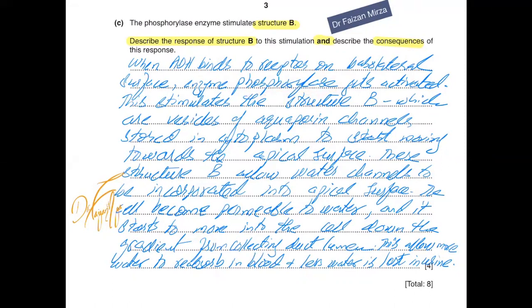This stimulates structure B. The structure B, which are the vesicles of aquaporin channels stored in the cytoplasm, start moving towards the apical surface. These structures B allow water channels to be incorporated into the apical surface. The cell becomes permeable to water, and water starts to move into the cell down the gradient from the collecting duct lumen. This allows more water to be reabsorbed into the blood and less water is lost in urine. So this basically covers the idea of how ADH is working.